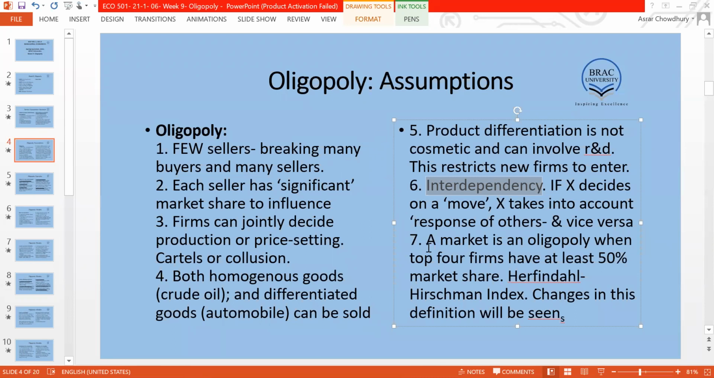Now, a market is an oligopoly. This is a legal definition. Last class I said, if the top 4 firms have at least 50% of the total market share, then we define it as an oligopoly. There may be 7 firms in the market, but if the top 4 firms dominate 50% of the total market share, we define it as an oligopoly. Today we will be changing the definition of this, but this is the definition that we start with. This is known as the Herfindahl-Hirschman index. Based on this, lots of firms in America have been broken by the central government under the Sherman Act.